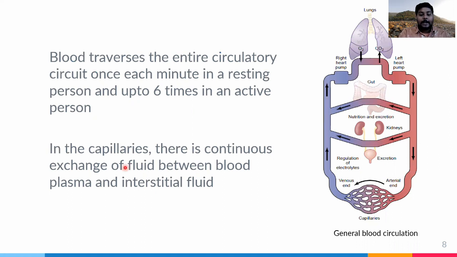In the capillaries, there is continuous exchange of fluid between the blood plasma and the interstitial fluid. One thing we have to understand is that any transfer of nutrients from the blood to the interstitial fluid, via which the nutrients will reach the cell, only happens in the capillaries. The veins or the arteries do not take part in any exchange of fluid or nutrients to the interstitial fluid or the fluid present in the tissues. As we can see, here is an example of the general circulatory system, in which we can see the lungs as well as a schematic diagram of the heart, as well as the various major arteries and veins present in our body.